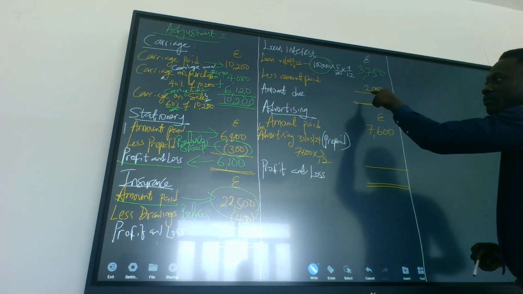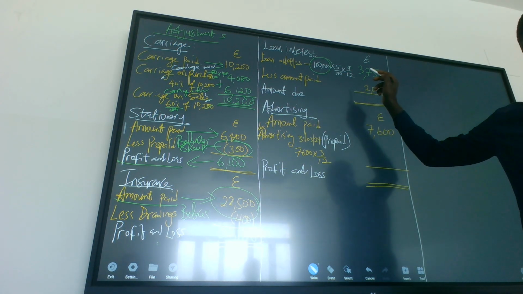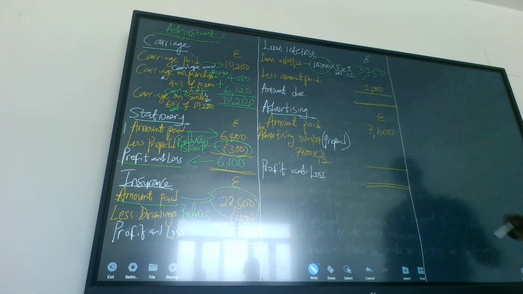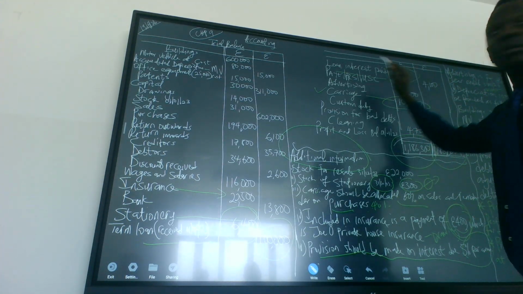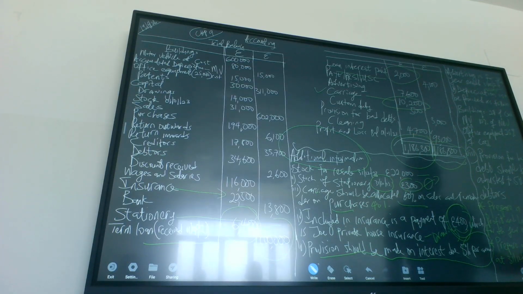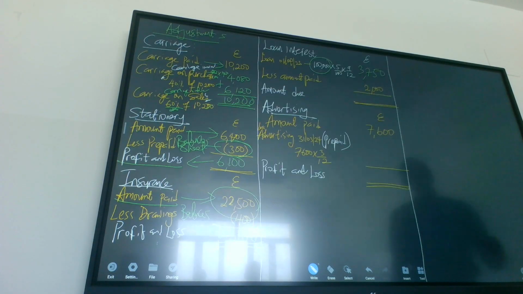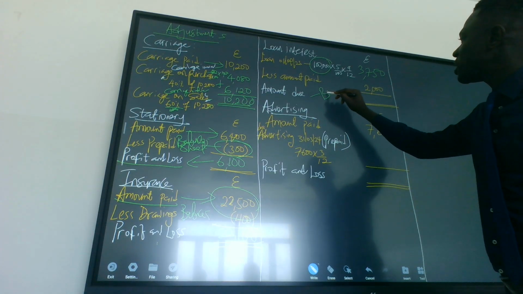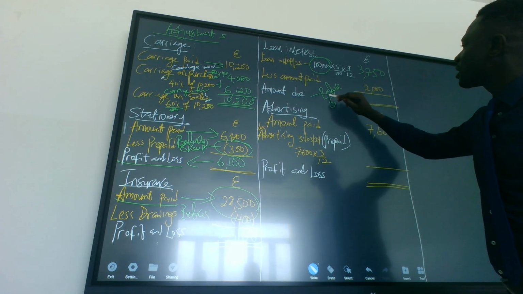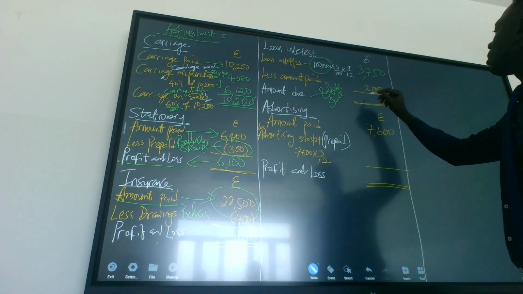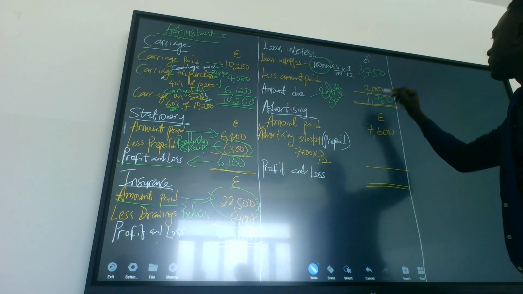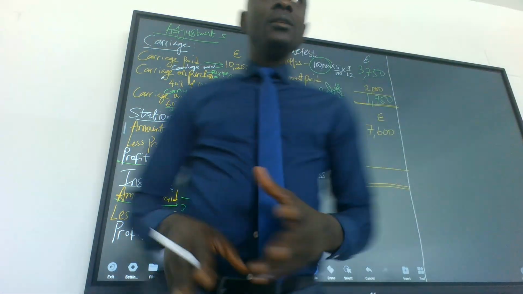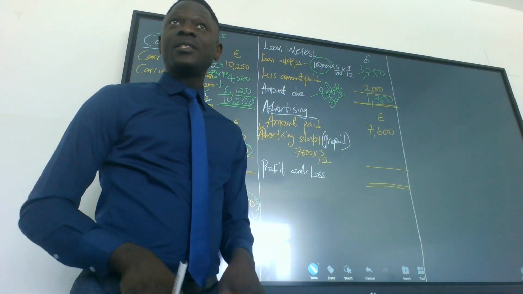So in 9 months, it's 3,750. But he paid 2,000 already. This is the loan interest paid. The amount paid was 2,000, so we take that away. In 9 months, the interest is 3,750, less 2,000, leaving 1,750. So what is left due? Amount due. This is going to go on the balance sheet. You need to pay 1,750. Do we understand that? Do we get it or not? Yes. We are making adjustments.